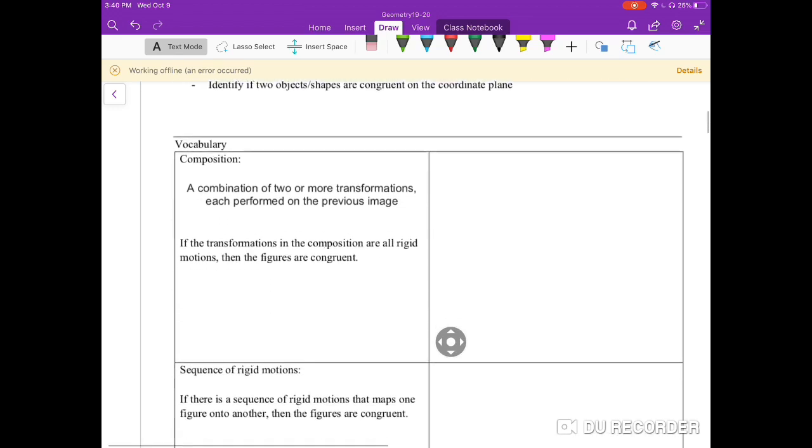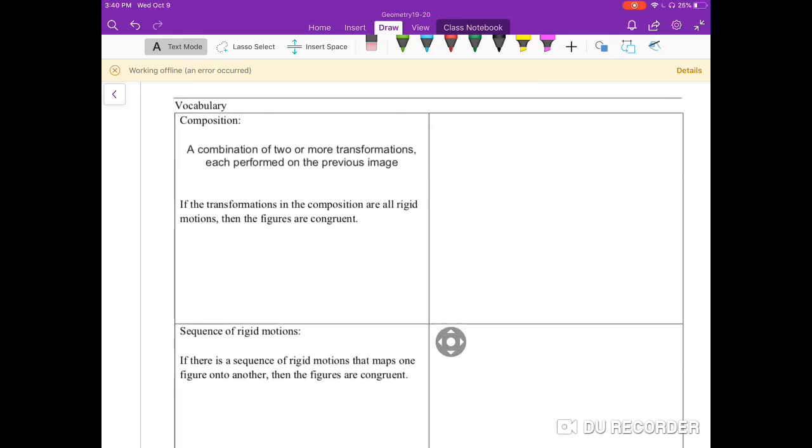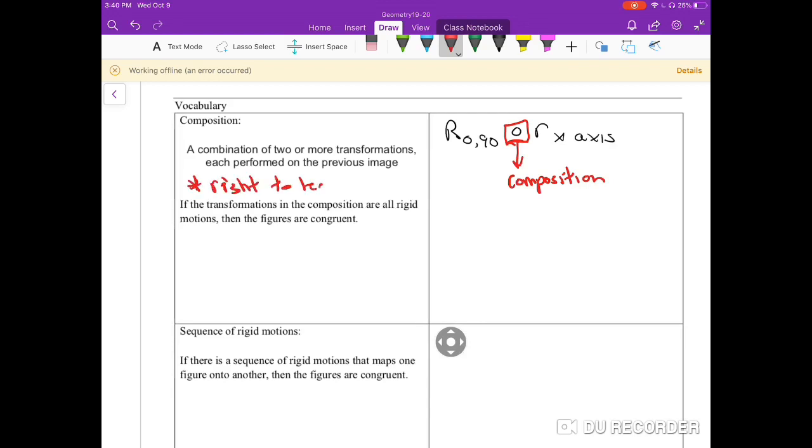All right, so first let's get with the vocabulary right away. A composition is a combination of two or more transformations, each performed on the previous image. Just an example of how it's going to be shown: you'll see something that looks like this. That is how a composition is written. This open circle stands for composition, and the key here is that it tells us to work from right to left.